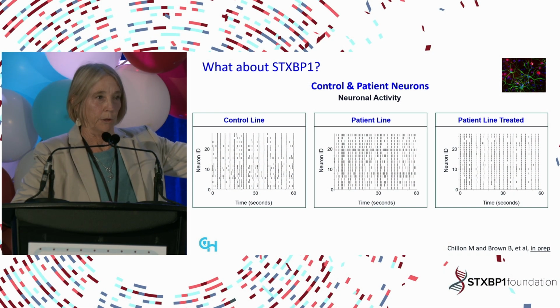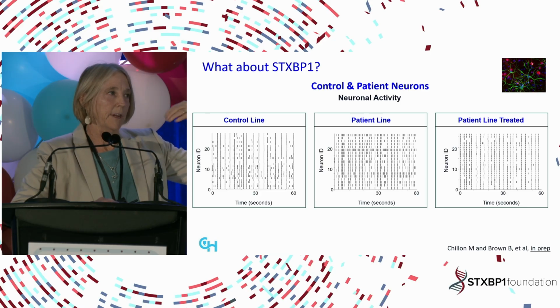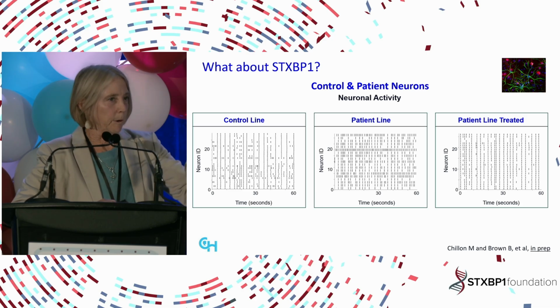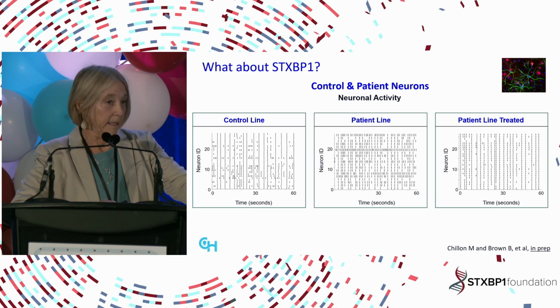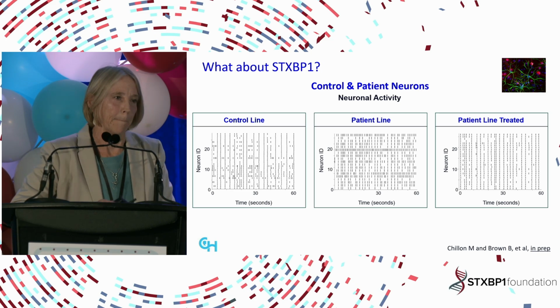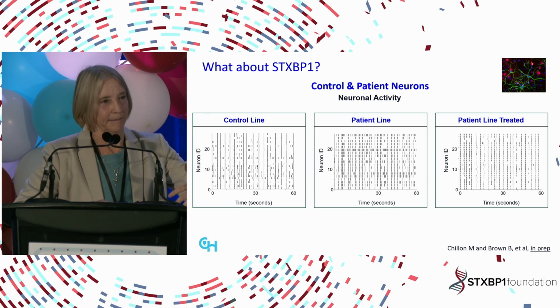Correct. This is showing abnormal activity compared to the normal lines that we have. And the nature of that activity, we're trying to understand quite a bit better. When we put STXBP1 back in this patient's neurons, those abnormal activities normalize. But then it's still busy. It's really a qualitative assessment at this point.